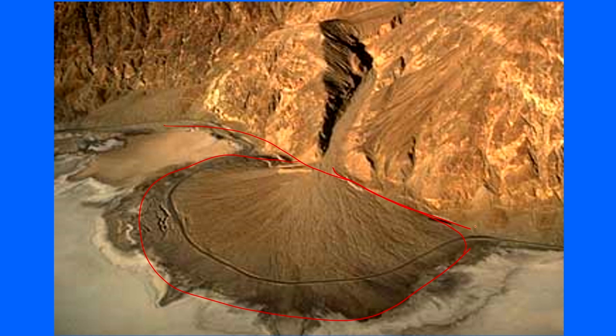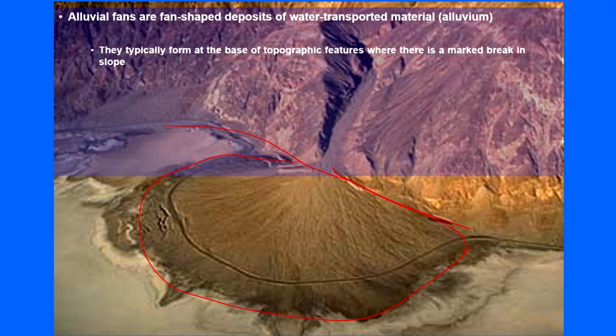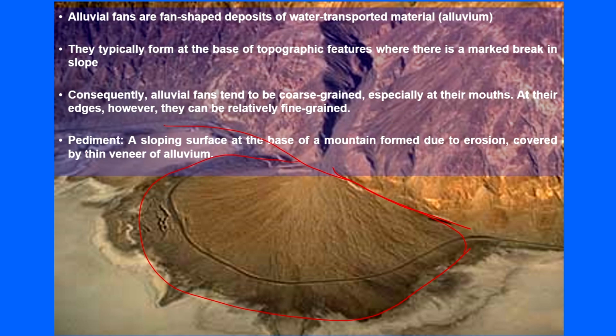This portion is also termed the pediment, or the Piedmont zone. So, we have the pediments or Piedmont zone. A pediment is a sloping surface at the base of the mountain, formed due to erosion and covered by a thin veneer of alluvium. Alluvium is loose, river-derived material.